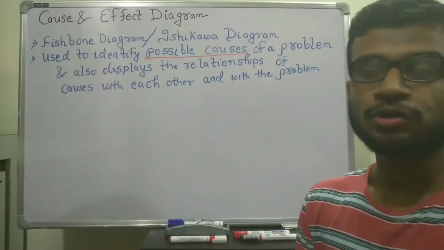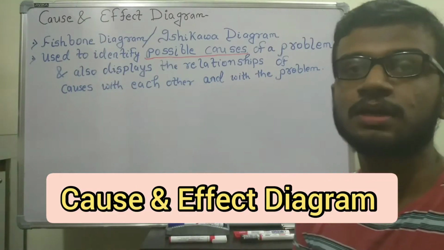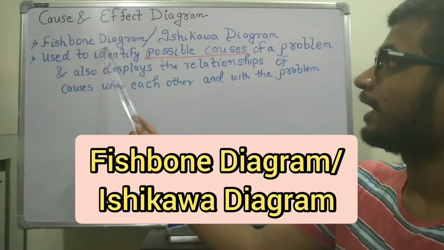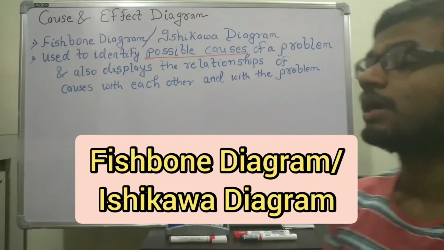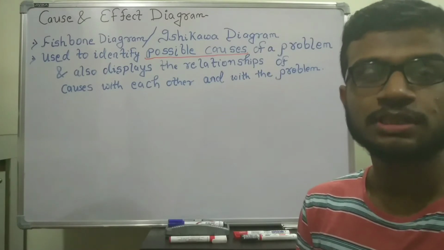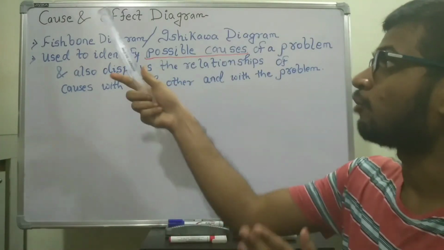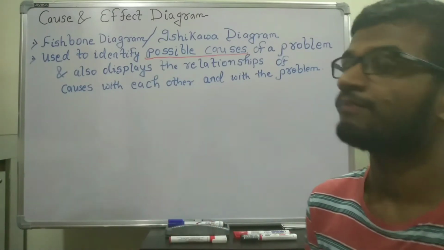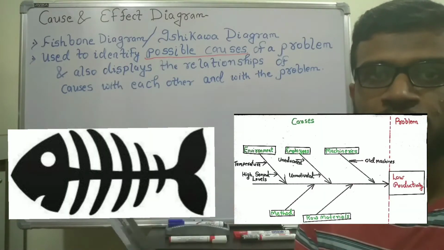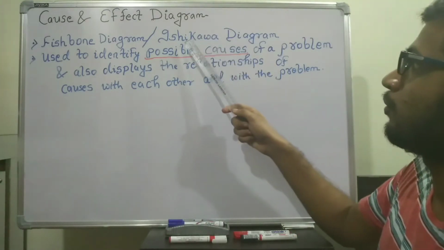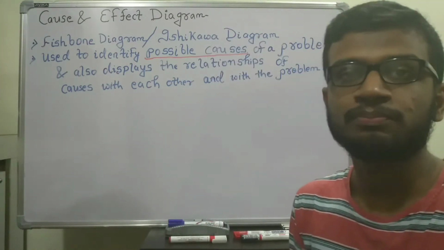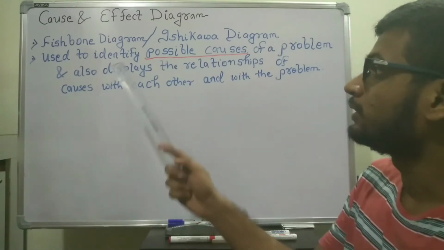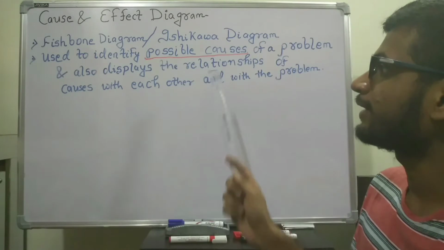This video is about the cause and effect diagram. It also goes by the name fishbone diagram or Ishikawa diagram. It is called a fishbone diagram because the shape of this cause and effect diagram is very much like the bones of a fish. We can see in the diagram how they both look similar. It is also known as the Ishikawa diagram because it was made by the Japanese engineer Dr. Kaoru Ishikawa.